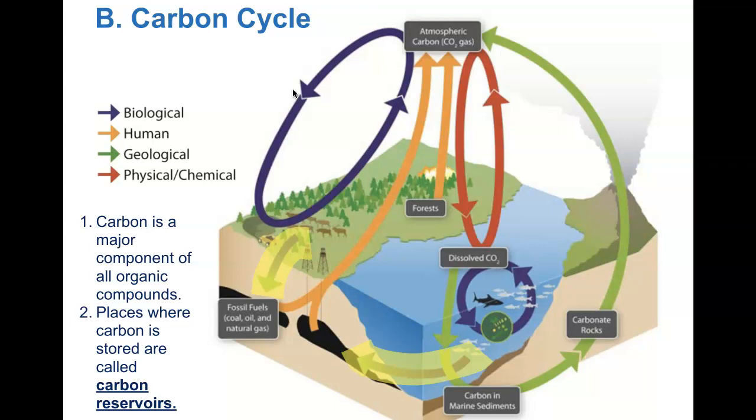Over millions of years, these processes removed carbon from the atmosphere and stored it in the geosphere. That's why coal, oil, and natural gas are called fossil fuels. In fact, they are fossilized organic carbon.